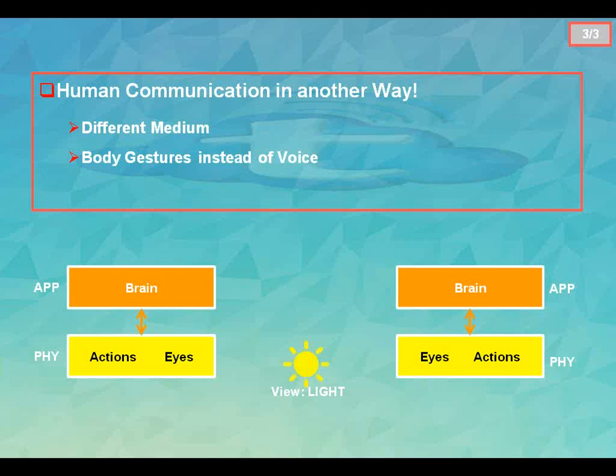So, physical layer functionality is to transfer the information. Previously, we have transferred the information by using sound wave. Now we have transferred the information by using actions and eyes. Right?